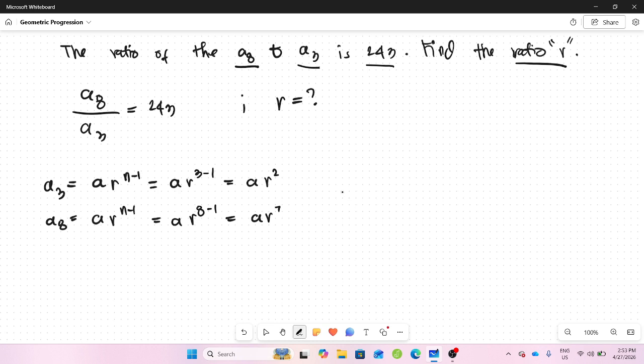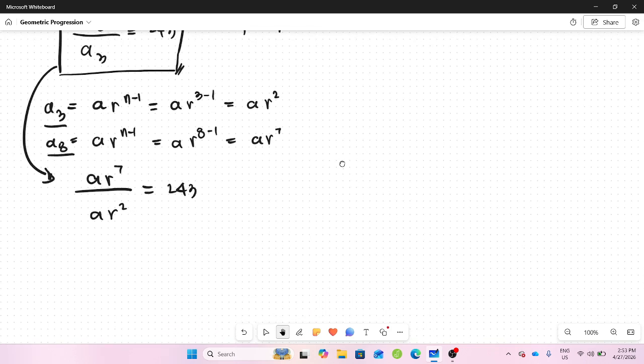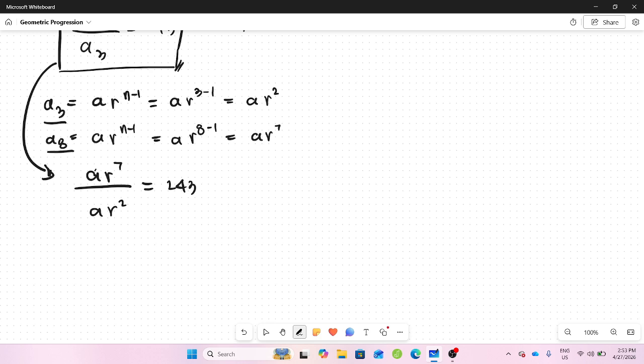So going back to this constraint or condition given in the problem, we could say that a8 over a3, which is a r to the power of 7 divided by a r to the power of 2, should be equal to 243. Let's proceed. We could actually omit a here. So what's left is just r to the power of 7 over r to the power of 2 equals 243.